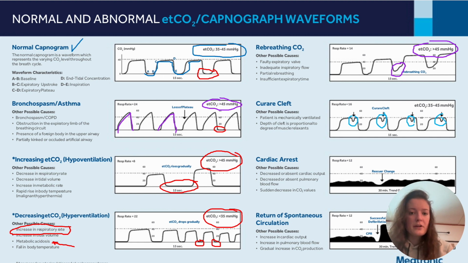And as it says right here, depth of the cleft is proportionate to degree of muscle relaxants. So if the patient is starting to wake up, obviously you need more muscle relaxants so they don't try to fight the tube. Cardiac arrest here.